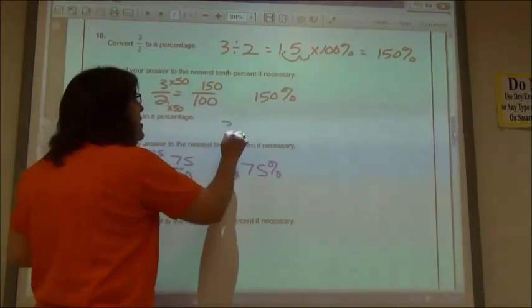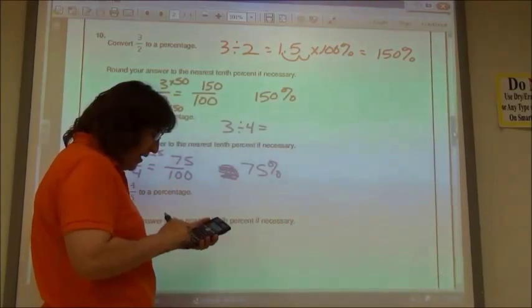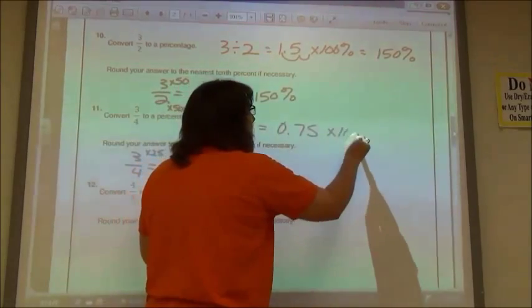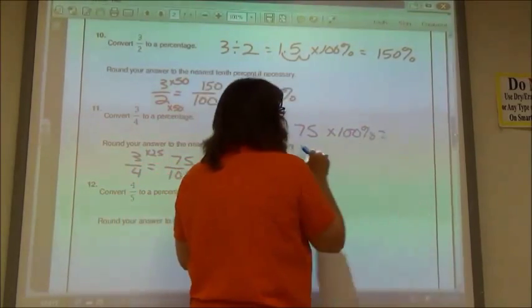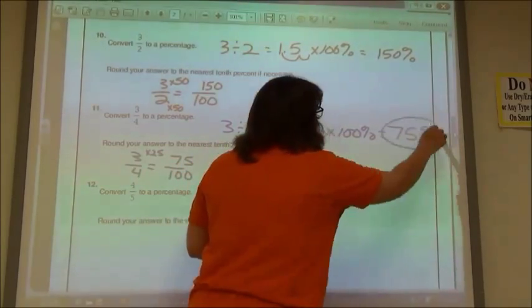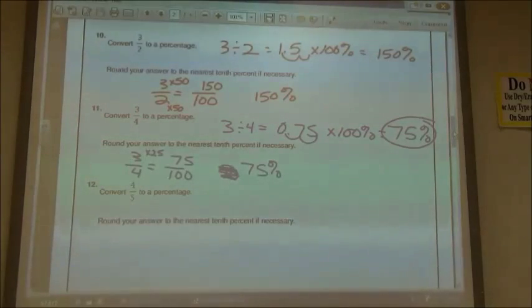Otherwise, I can do 3 divided by 4. It gives me a decimal. 3 divided by 4 is 0.75. I times it by 100 to add the percent, move it 2 places, and I see, oh, I got the exact same answer, whether I did the fraction or the decimal.